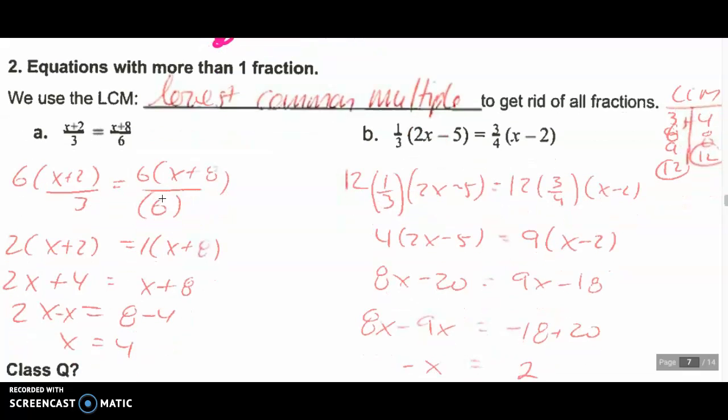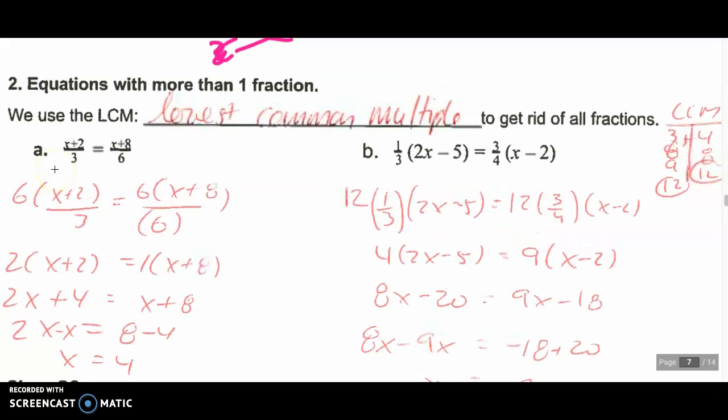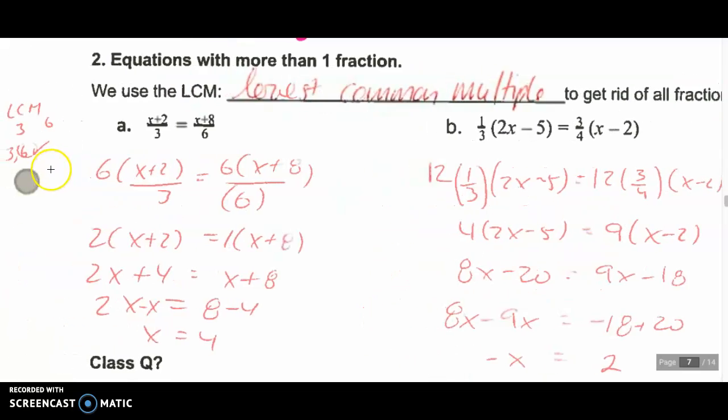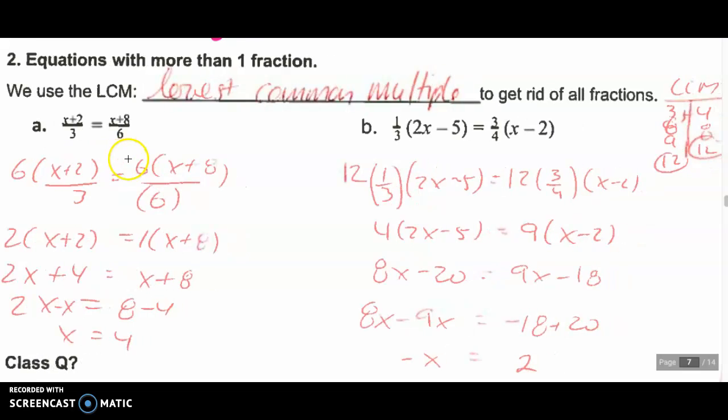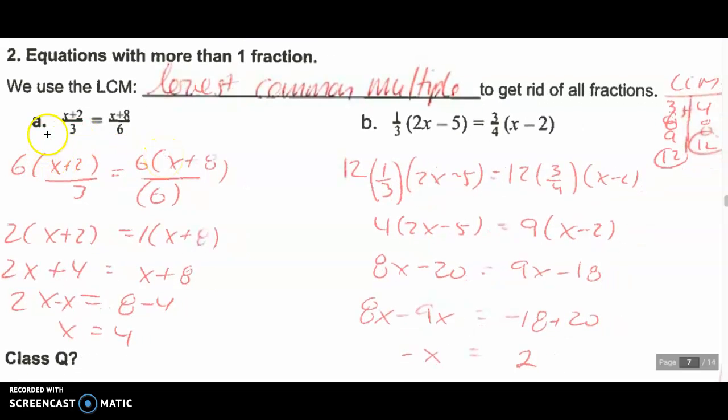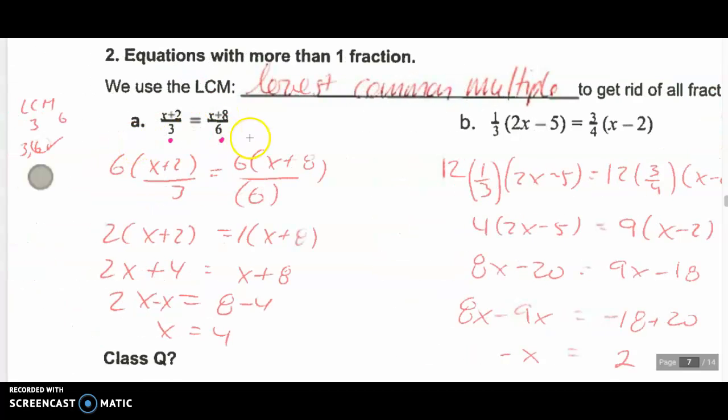Okay, the toughest questions by far are where you have 2 fractions and the fractions are not the same denominator. And there's a couple of ways to do this. The easiest way probably is just to multiply both sides by the lowest common multiple. So here I say, what's the lowest common multiple of 3 and 6? To find the lowest common multiple, you take the bigger of the 2 numbers and you start finding multiples of that and ask yourself, is the small one a divisor of that?